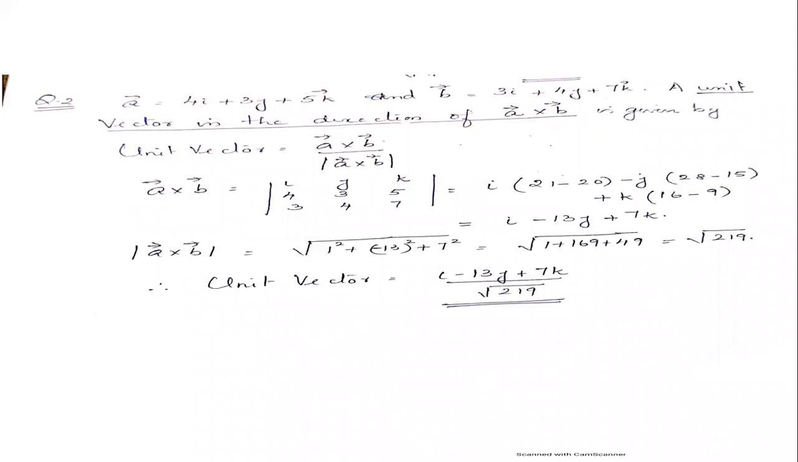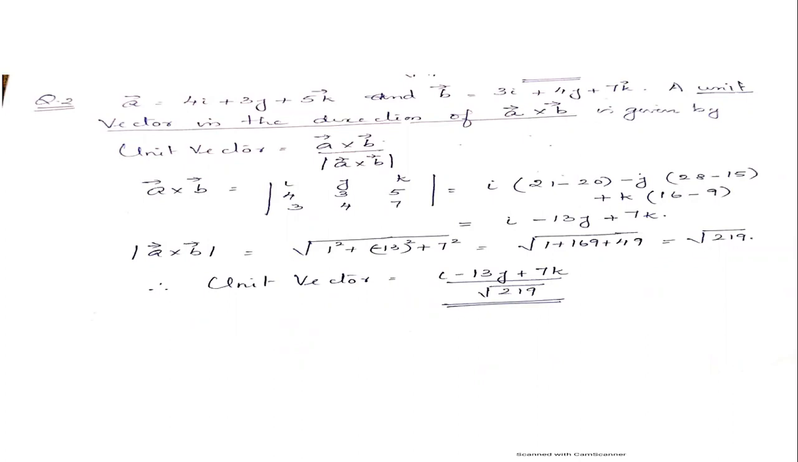Question number 2. Let A equal to 4i plus 3j plus 5k and B equal to 3i plus 4j plus 7k. What will be the unit vector in the direction of A cross B? Unit vector in the direction of A cross B can be found out by A cross B divided by modulus of A cross B.